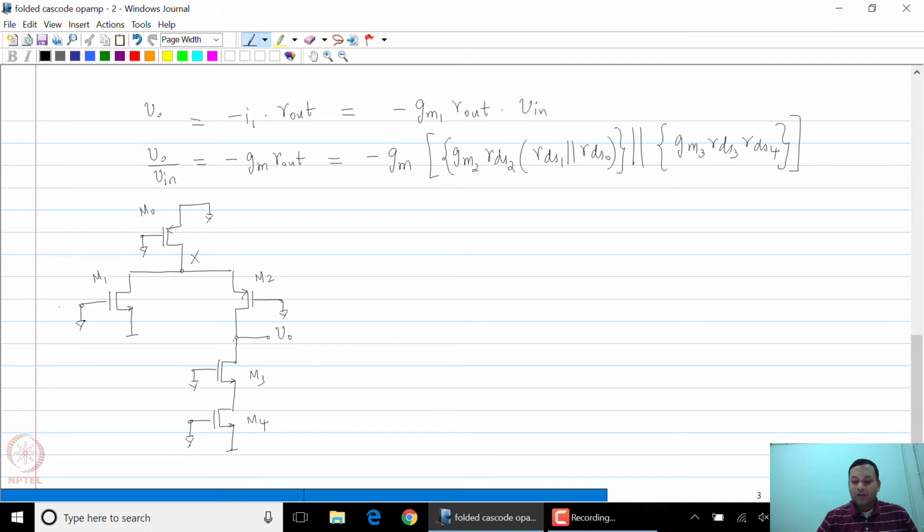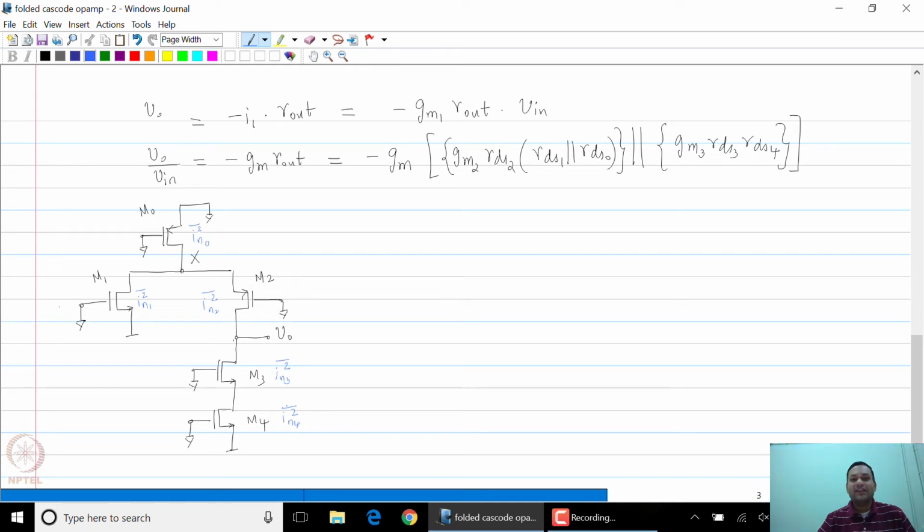And so far so good. So now this structure, you find that there are actually 5 sources of noise in this circuit, and the 5 sources of noise are the drain current noise IN1 squared of M1, IN0 squared of M0, IN2 squared of M2, IN3 squared of M3 and IN4 squared of M4. So there are clearly 5 different sources of noise in this particular circuit.